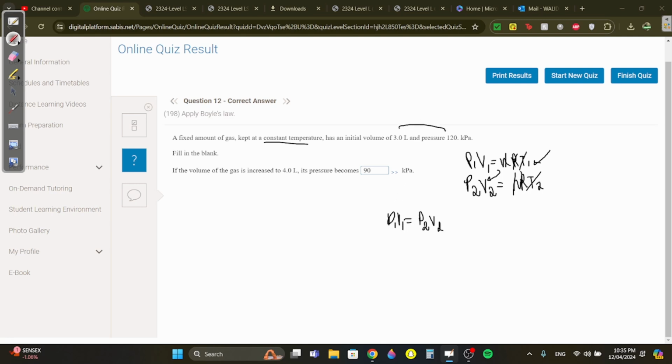So pressure 1 times V1, so 3 times 120 equals P2 V2. For V2 it's 4, times P2, which we don't know. So 3 times 120, 360, equals 4 P2, and you get P2 equals 90. And obviously it's going to be kPa, since this is kPa, so this is also going to be kPa. Question 13.